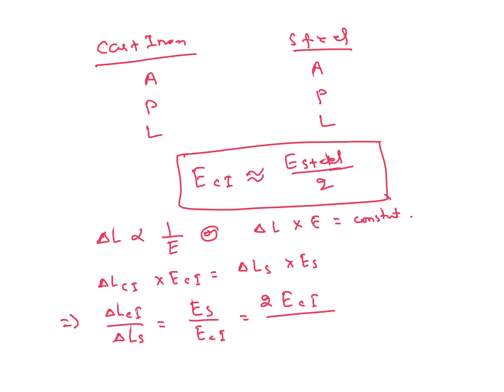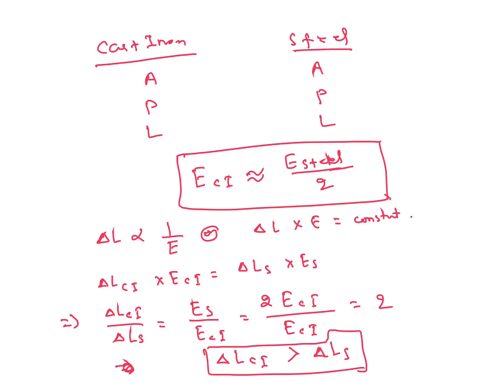So from here del L of cast iron is greater than del L of steel. I have to check it from the options. Cast iron rod elongates more. C is our answer.